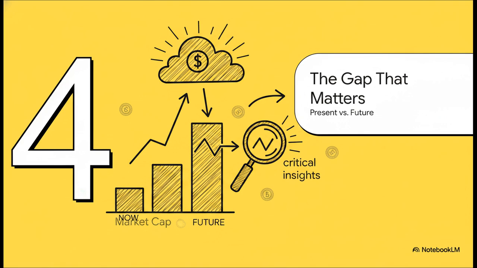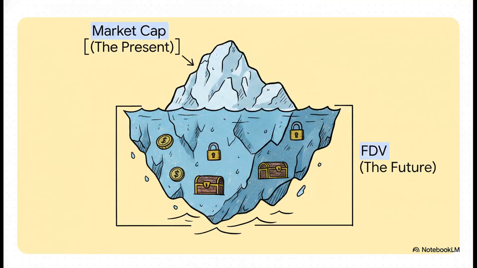Okay, so let's recap. We've got the now value, which is market cap, and we've got the potential future value, which is FDV. The real magic, the thing that every investor needs to look at, is the gap between those two numbers. Let's try a different analogy. Think of market cap like the cash you've got in your pocket right now. It's what's available to spend immediately. But FDV, that's like your total net worth. It's the cash in your pocket, plus all the money in your bank, your stocks, your house, everything. And as you know, the difference between what's in your pocket and your total net worth can be absolutely massive.